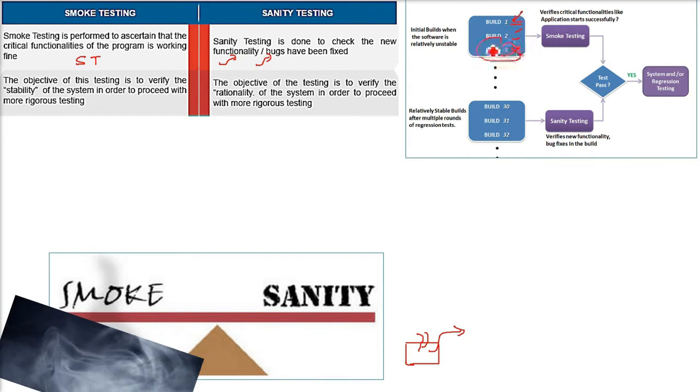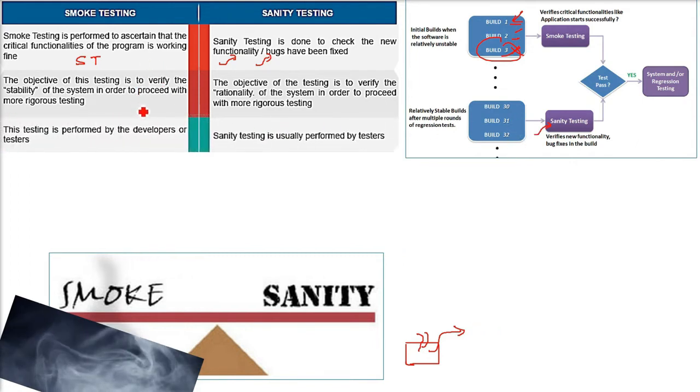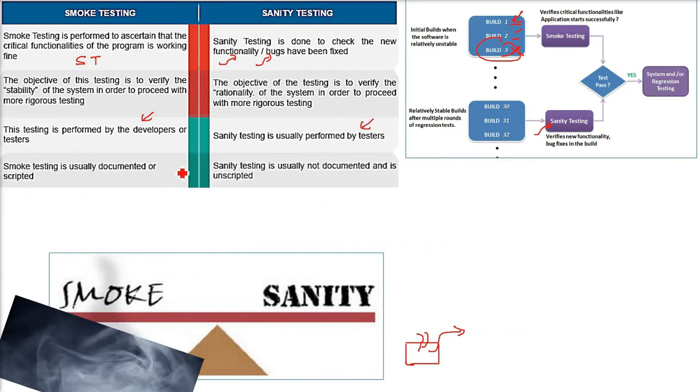Whichever has a problem, we'll leave it. We don't go further. The objective of sanity testing is to verify the rationality of the system in order to proceed with more rigorous testing, because we are working on more stable builds and verifying the new functionality and bug fixes in the build. Smoke testing is mostly performed by the developers or the ITG, the independent test group, or testers. Sanity testing is normally performed by testers.